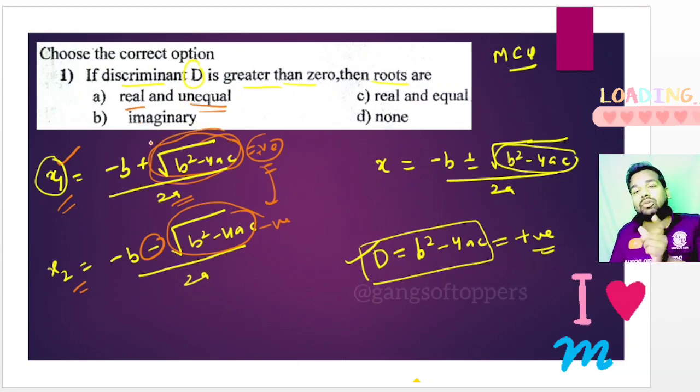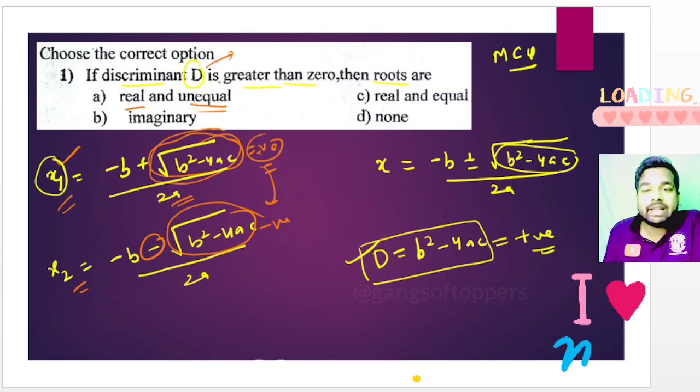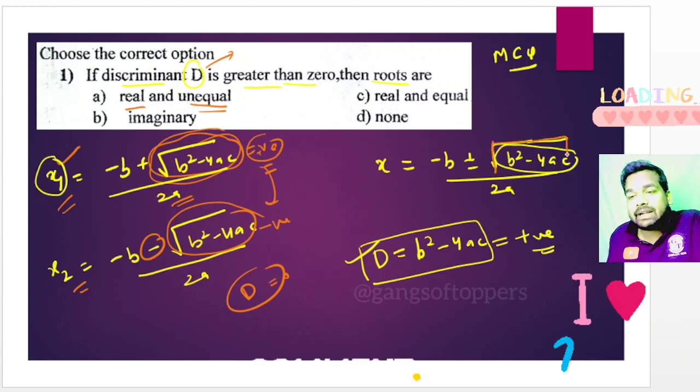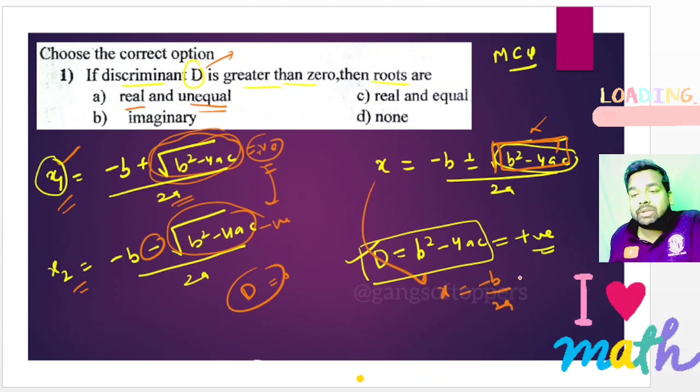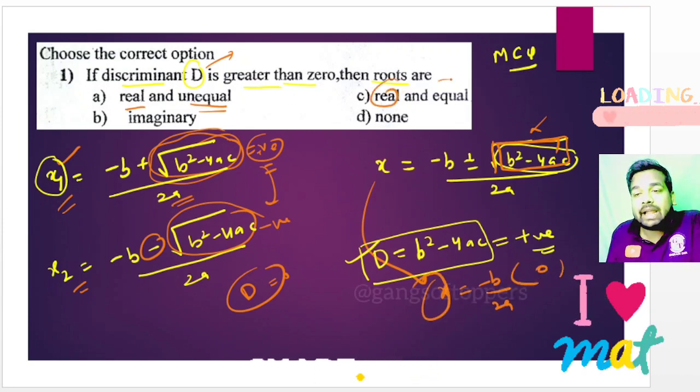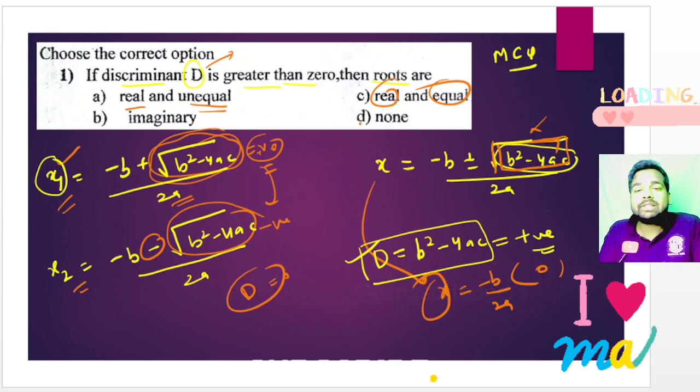Now from here one more concept we can get. Suppose this question is asking that if D is equal to 0, it means that this part is 0. What is going to affect the roots? It means that x is equal to minus b divided by 2a, because this part becomes 0. So we get one root, and that root is real and equal. So we can say that if the determinant is greater than 0, the roots of the quadratic equation are real and unequal, and if the determinant is equal to 0, then the roots of the quadratic equation are real and equal.